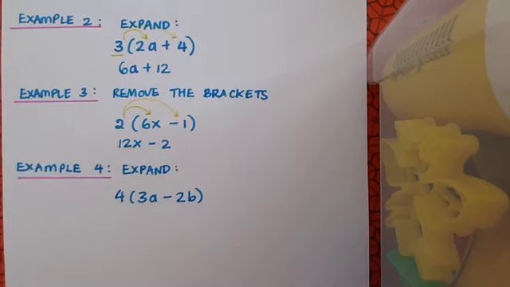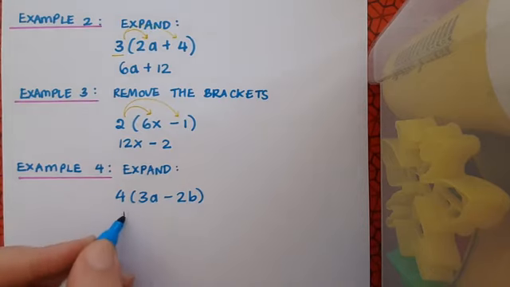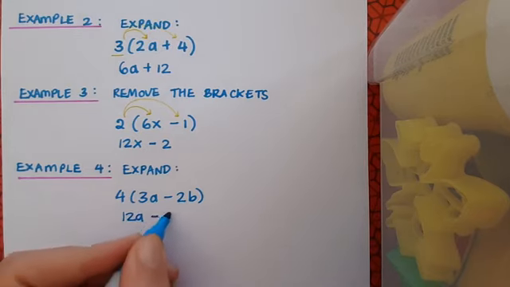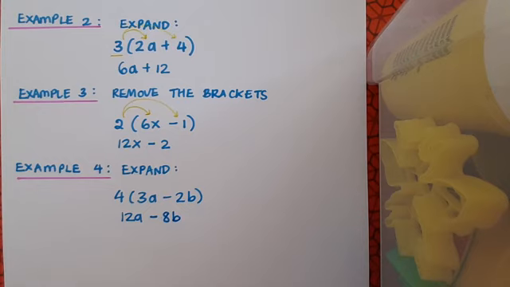Here's another example. Expand 4(3a - 2b). At this stage, you should recognize that when you see brackets, it means that you need to multiply. Again, pause the video at this stage and see if you can do this yourself. Okay, so 4 is going to multiply by 3a, which is going to give me 12a. And 4 is going to multiply by minus 2b to give me minus 8b. And this is my answer for example 4.